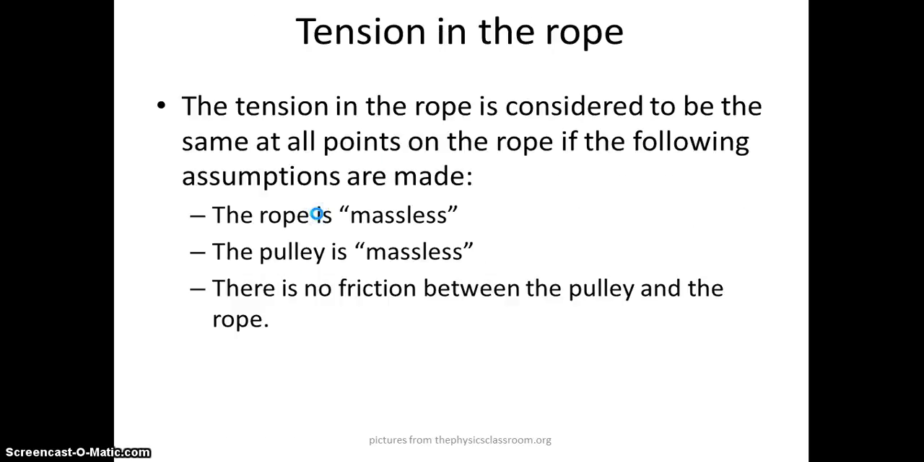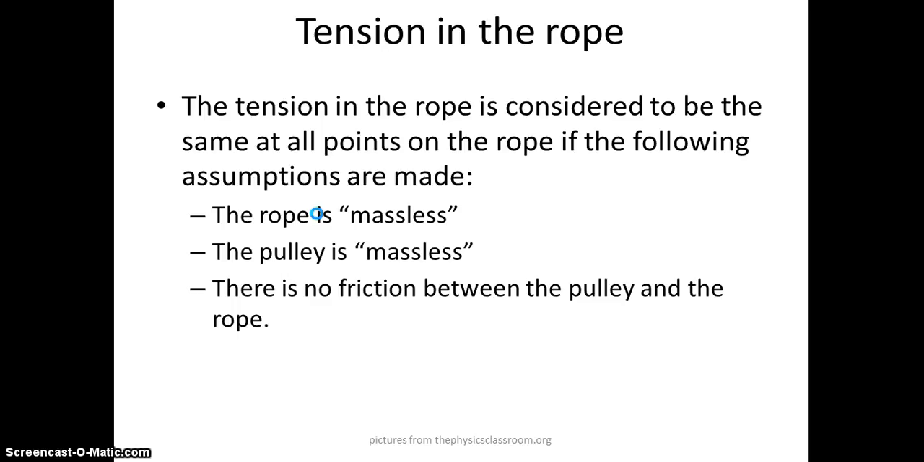Okay, so when we think about that string or that rope, the tension in the rope can be considered to be the same at all points if the following assumptions are made. And I want to talk about these assumptions because when you first read the language, for example, massless, you might say, wait, nothing is massless. Why is this problem telling me that the pulley is massless?